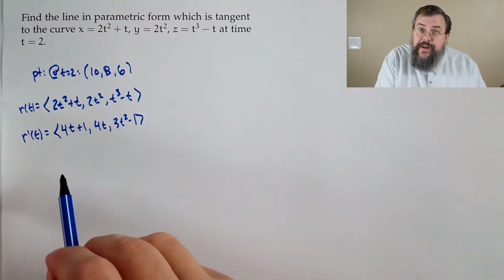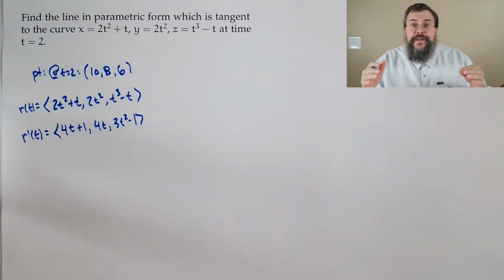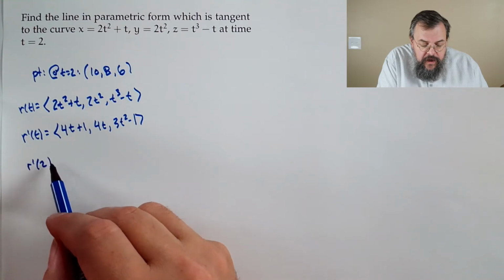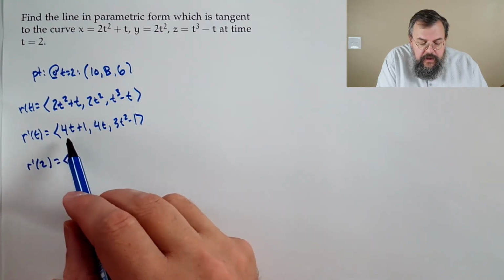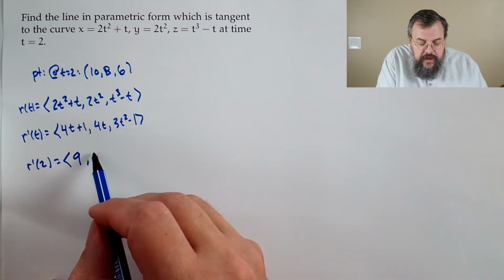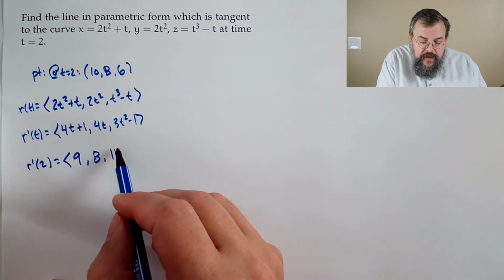Now, of course, that's not the direction. That has t's in it. The direction is a vector, not a vector valued function, just a vector. So we need to evaluate. We plug in 2. R prime of 2: well, 8 plus 1, 9. Then 8. Then 12 minus 1, 11.